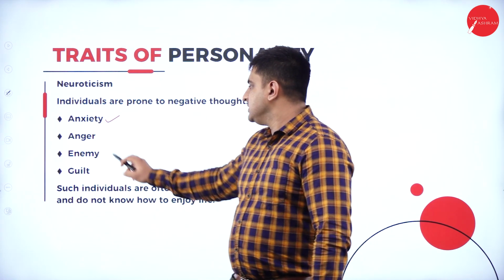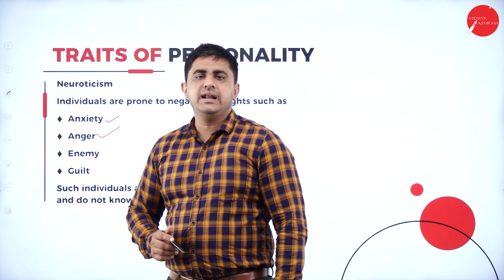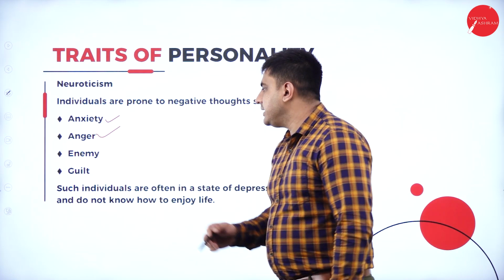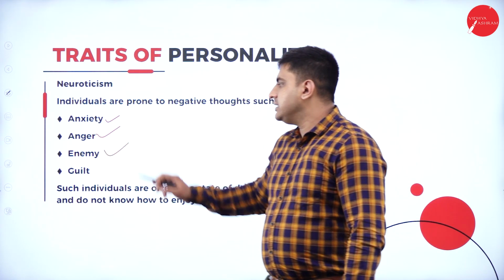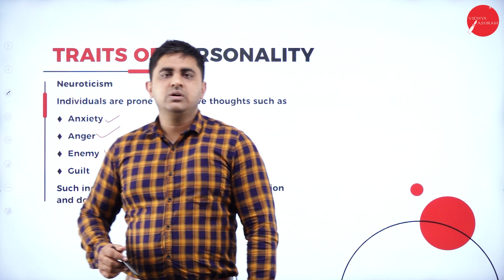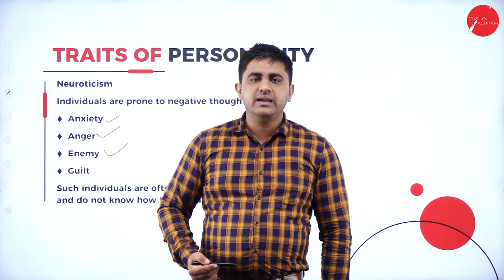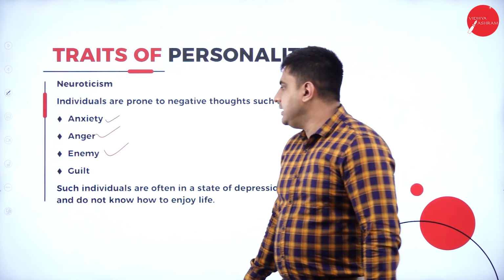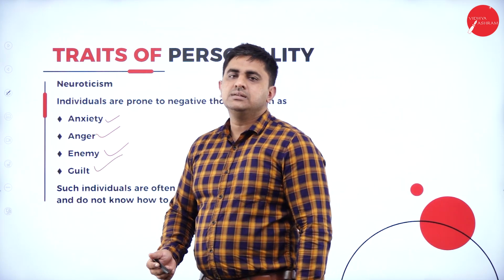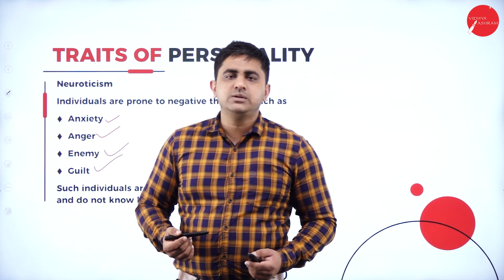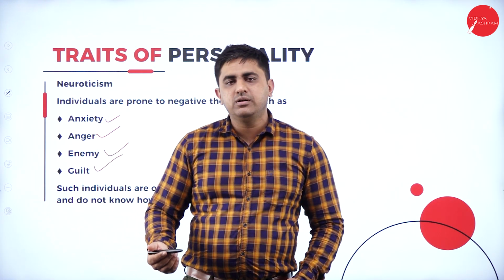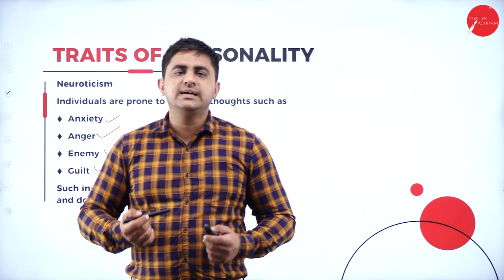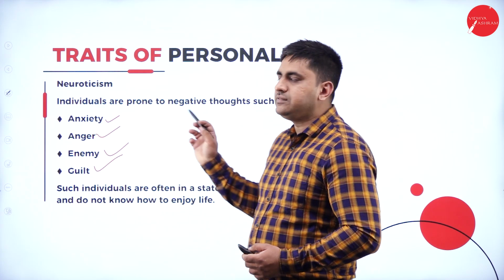Then anger. For small little things they get irritated and become angry. So that is the thing. Then enemy. For no reason they have got a lot of enemies. Even though certain people are very friendly, still they consider them as enemies. That is a negative thought. And guilt. So what is guilt? They find themselves guilty of doing certain things which are actually good. Like what? They have done something, even if it is good, still they consider themselves guilty. That is a negative thing.